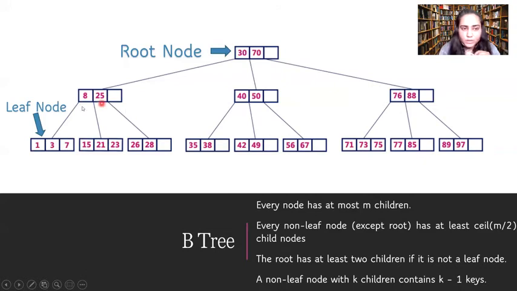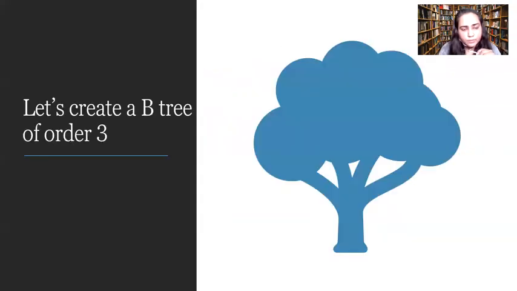So it depends on how many keys are present. If there are 2 keys, this node will have 3 children. So that's how a B tree actually works. If there were 3 keys here, then this node would be having 4 children. Okay, so now I've explained the entire thing about a B tree. Everything that I could explain about a B tree is done here. So let's go ahead and create a B tree.